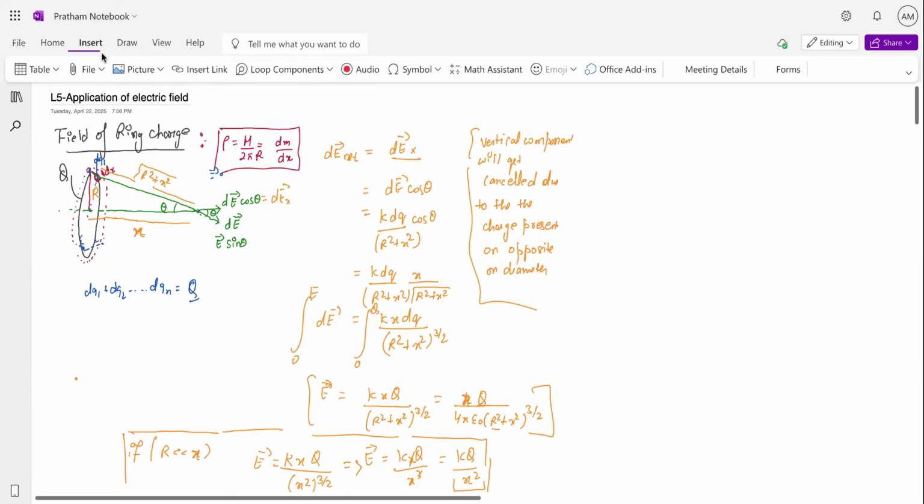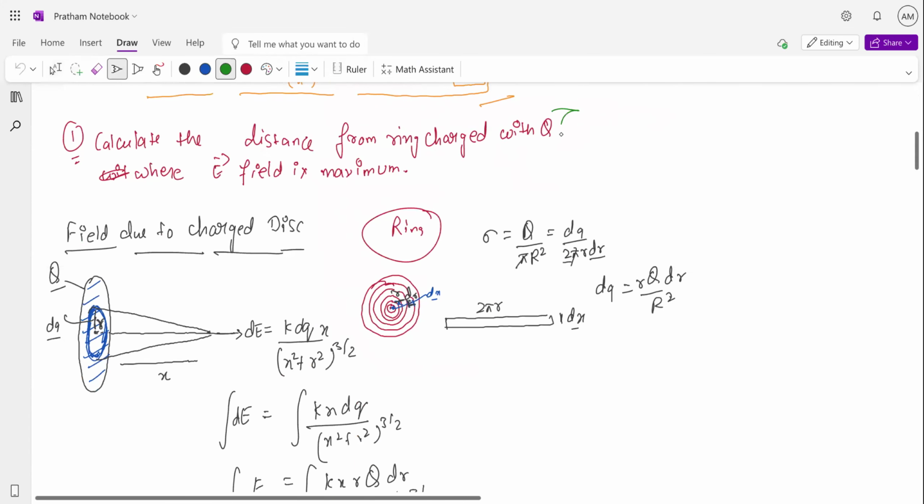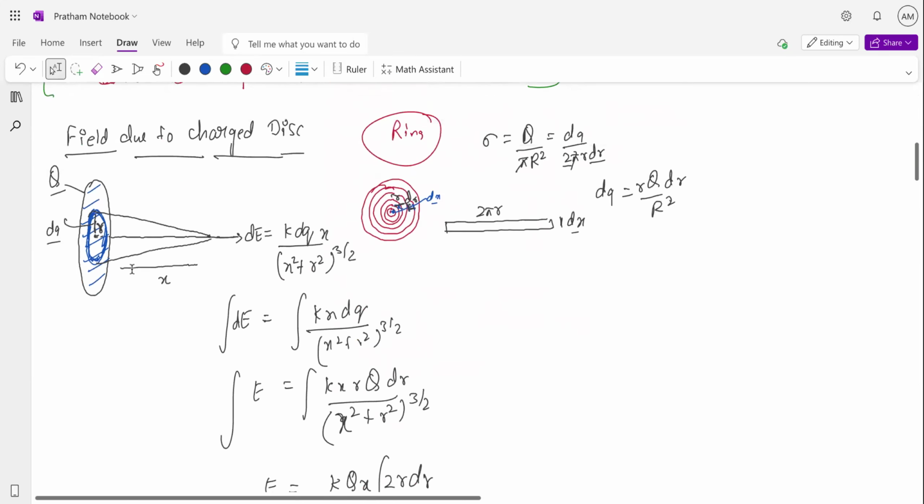Yes, yes. Okay, so yesterday we completed, like we discussed this portion, the ring portion, and then we move to the discs. Okay, so have you solved this part? No, I couldn't. I didn't have time. And what about the disc portion, the field due to the charged disk? Nothing. I couldn't do anything. All right, so let's make this a part two then.